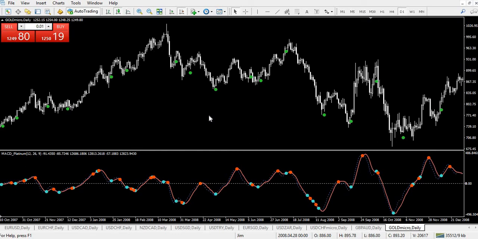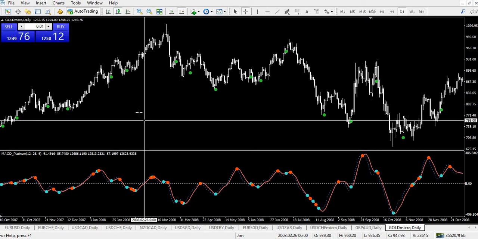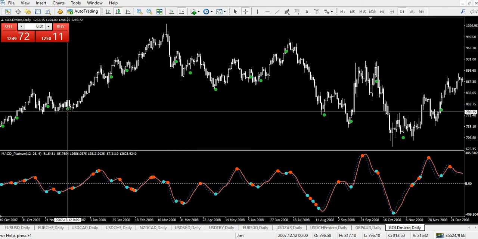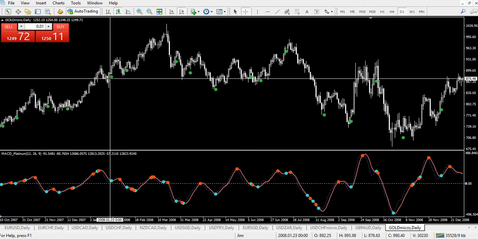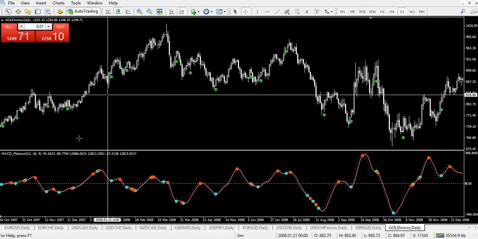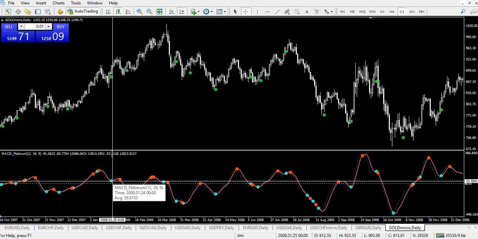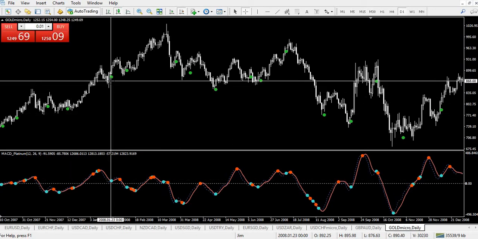I'm looking for price up and MACD down. So all I have to do is look at the green dot and see if the next one's higher. That tells me price is up. Then if that's the case, I just look at the MACD, and that's got to be down. In this case, it's not.